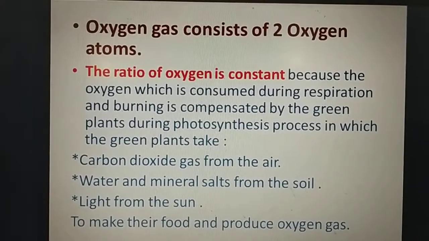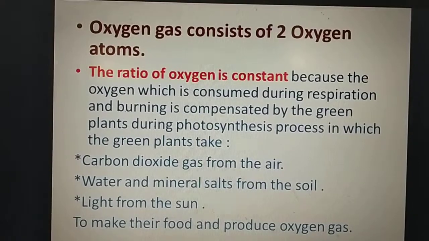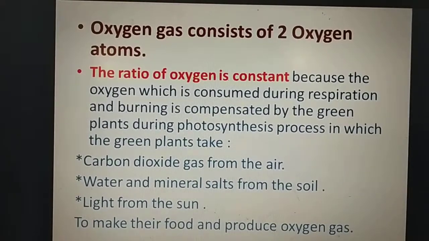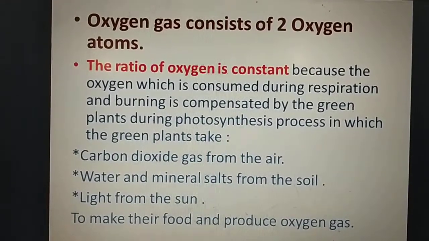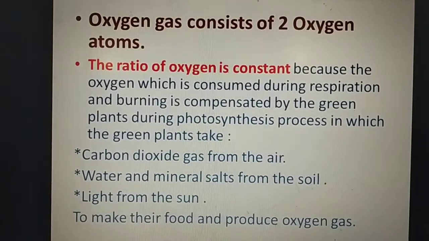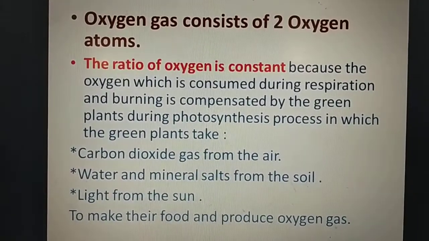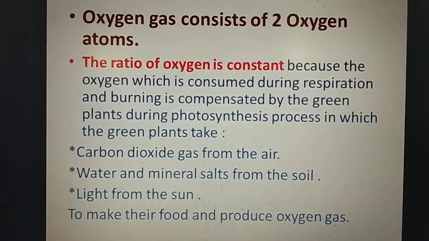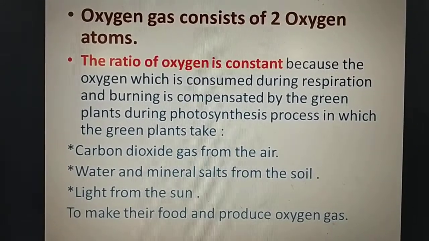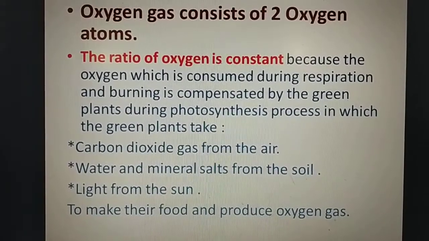And its ratio is 21%, which means one fifth of the air volume. And the ratio of oxygen is always constant because the oxygen which is consumed during respiration and burning is compensated by the green plants during the photosynthesis process, in which the green plants take carbon dioxide gas from the air, water and mineral salts from the soil, and light from the sun to make their food and to produce oxygen gas.